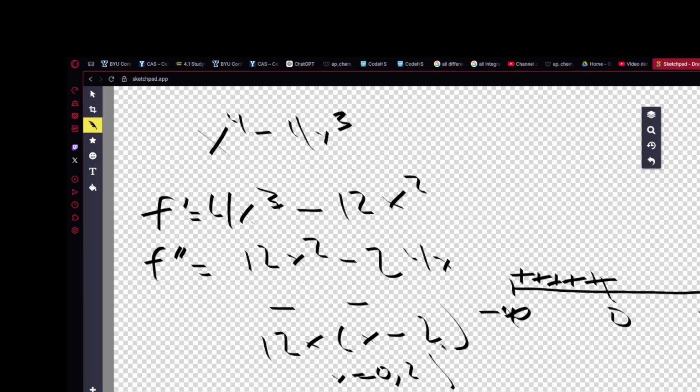Test from 0 to 2. Let's choose 1. It'd be negative, negative, negative, because negative times positive. And then from 2 to infinity, let's just use 3, and it's going to be positive, positive, positive, positive. So this first interval is concave up, this middle interval is concave down, and this last interval is concave up. The points of inflection would be 0 and 2, where it changes.